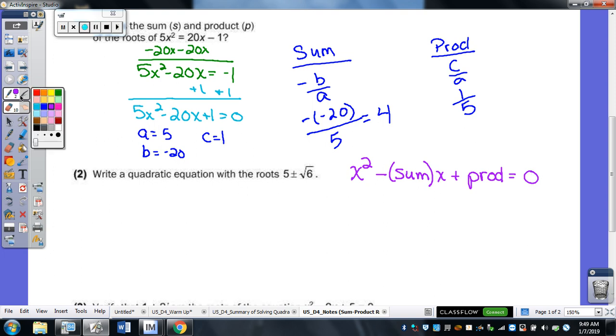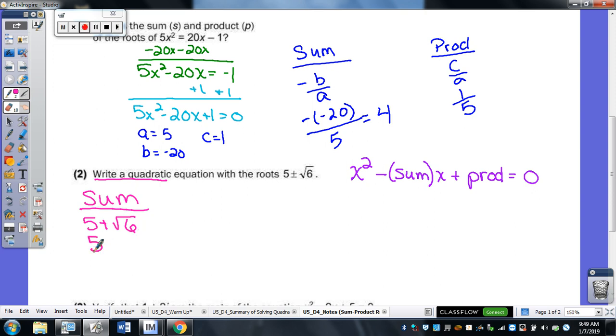So for our example here, we are told to write the equation. So we first got to figure out the sum of our two roots. So 5 plus the square root of 6 is one of our roots. 5 minus the square root of 6 is our other root. So I'm going to add those two together. 5 plus 5 gives us 10. And then what happens with our radical 6's? They cancel, so our sum is just 10.